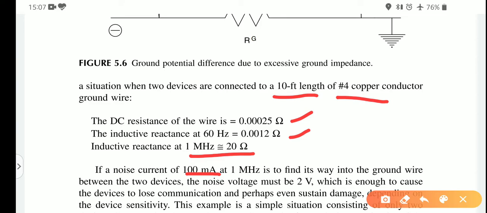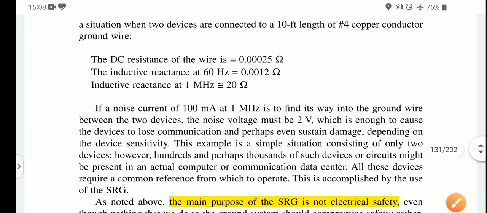V is equal to I into R. So just multiply 100 milliampere with 20 ohm, so it will be 2 volt. So the noise voltage will be 2 volt, which is enough to cause the device to lose communication and perhaps even sustain damage, depending on the device sensitivity. This example is a simple situation consisting of only two devices.